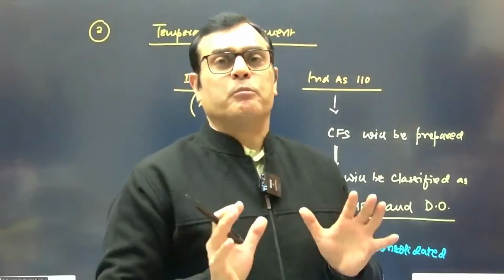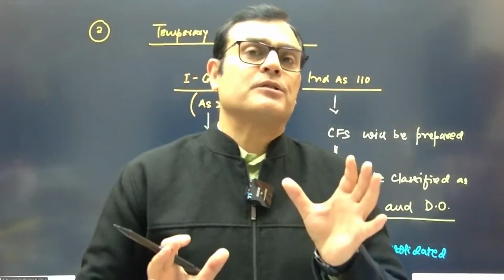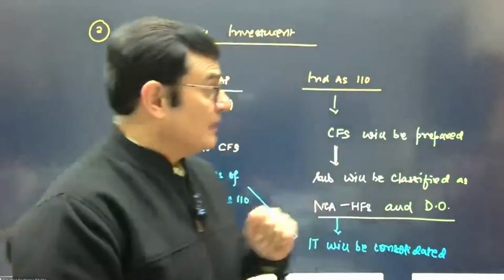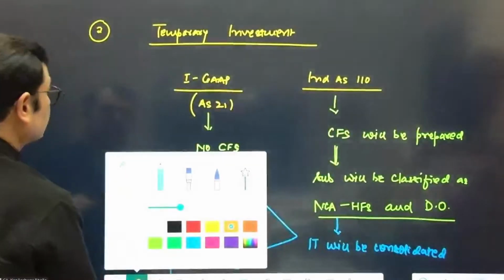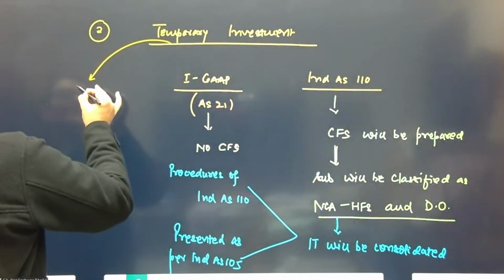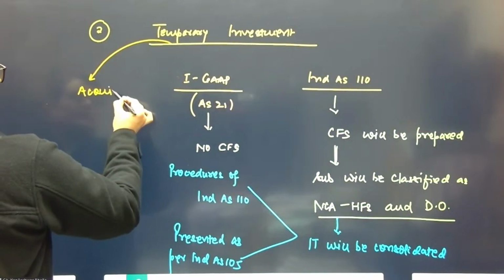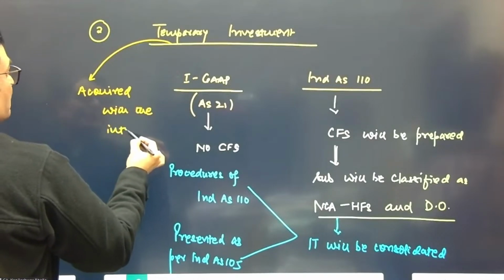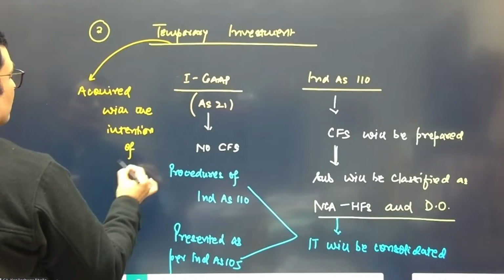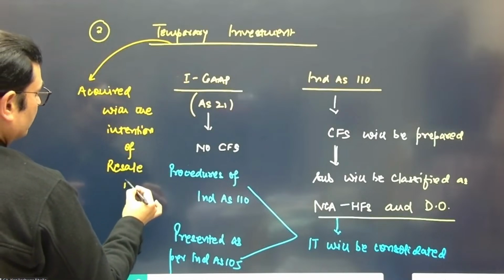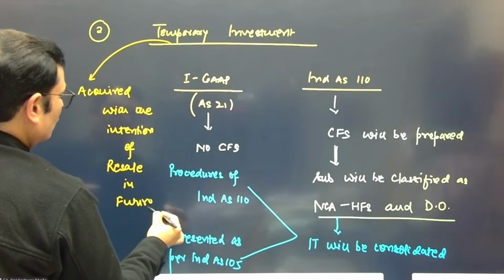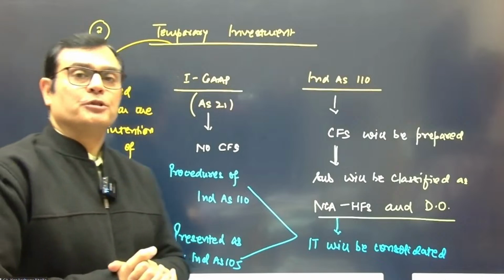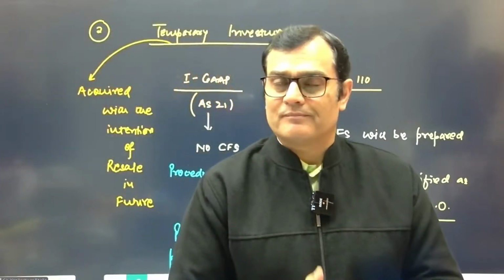I've just given you the two important clarifications you need to know regarding the contradiction with the Companies Act, even if it is a temporary investment. And when I say temporary investment, let me also put down something at this stage. A temporary investment means that it is acquired with the intention of sale, with the intention of resale in future. So you acquired control over the subsidiary, which is temporary, but acquired with the intention to resell in the future. Consolidation will take place. Interesting.